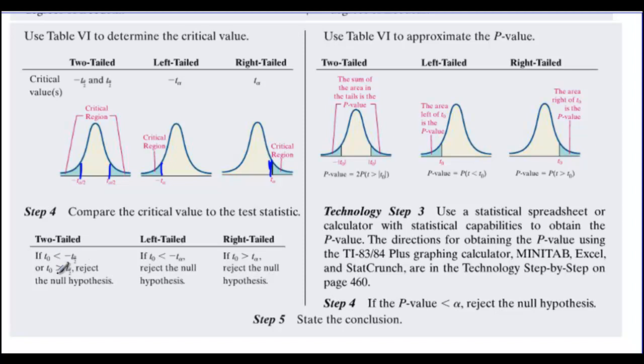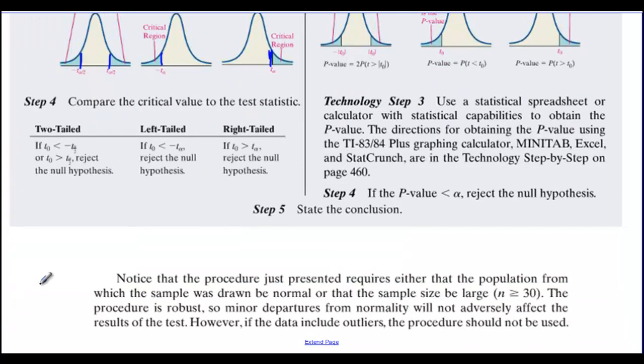This gives that same idea: if our test statistic falls into the critical region, then we're going to reject the null hypothesis. Remember, rejecting the null hypothesis is typically what we want to have happen because it's the alternative hypothesis that's stating there's a change. That's typically what we're interested in. We would go through all of this and then state our conclusion. And again, I know we mentioned it up top, but this procedure requires that the population we're taking our sample from is normal, or that the sample size is large.